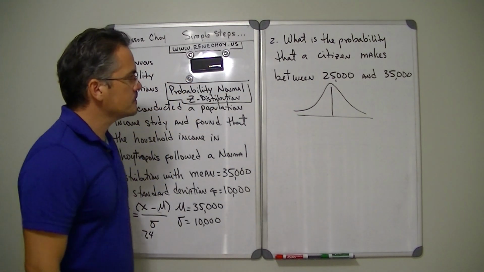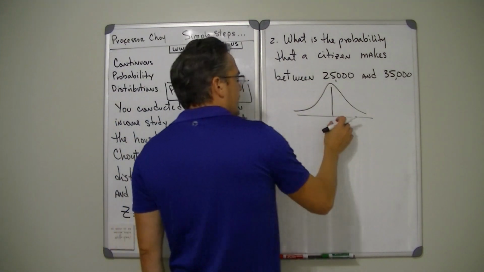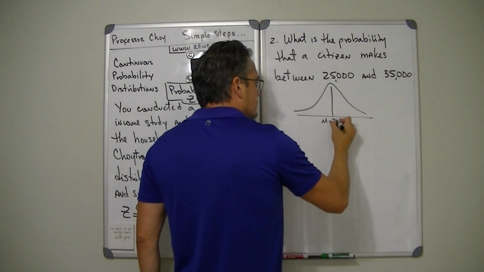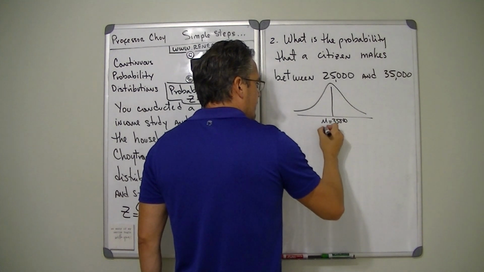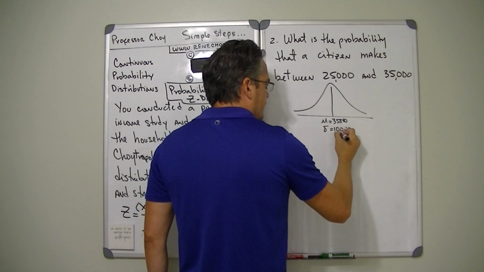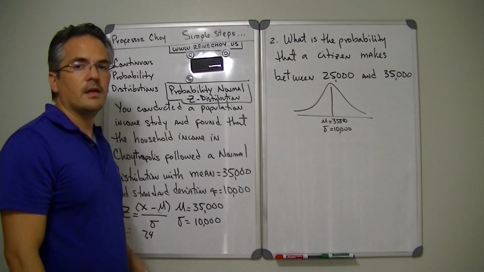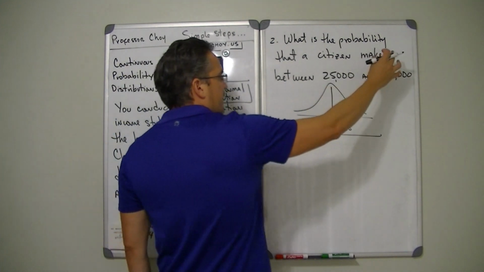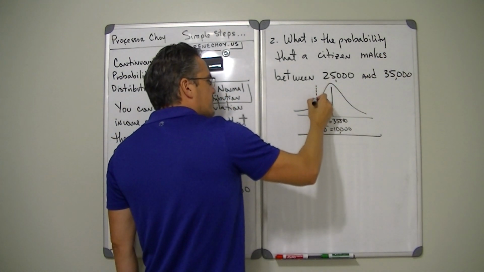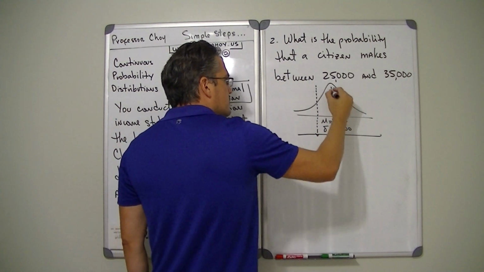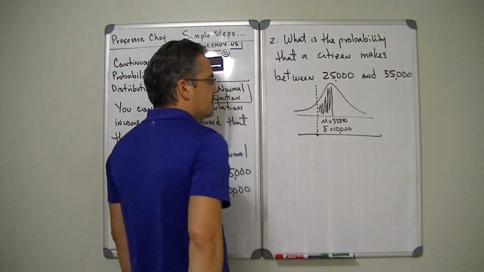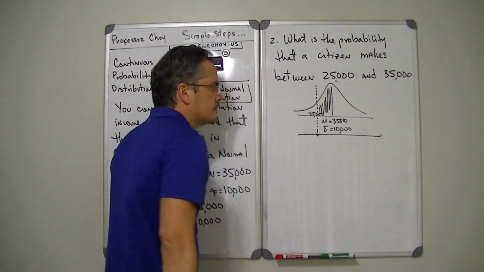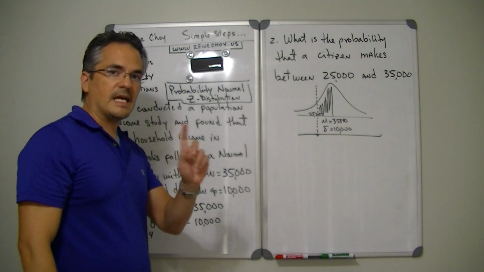All right, so we got our graph here. Center of the graph, we got this 35,000. And we got our sigma equal to 10,000. Question is asking us, what's the probability that somebody makes between 25 and 35? So we got to go left 2, and that's what they're asking us. Between 35 and 25,000. Step number 1 is to standardize it.